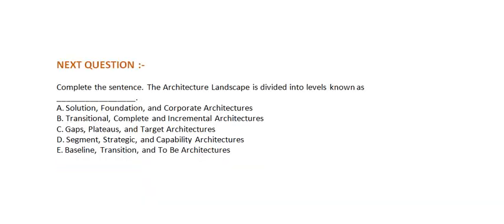Next question is complete the sentence. The architecture landscape is divided into levels known as. You can go through these options. And the correct answer is option D.